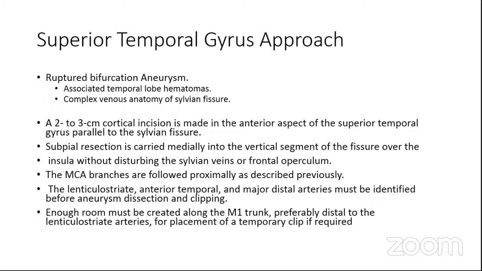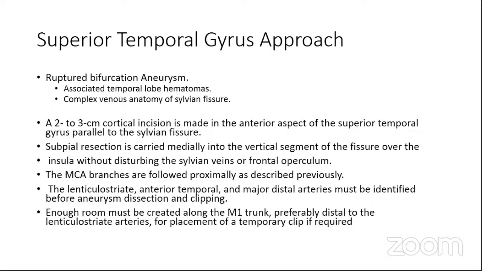And then subpial dissection is carried out medially, and the MCA branches are then followed proximally. After the dissection of the subpial region and identifying the vertical segment, the MCA branches are followed proximally as described previously. The steps come back as per the previous section.